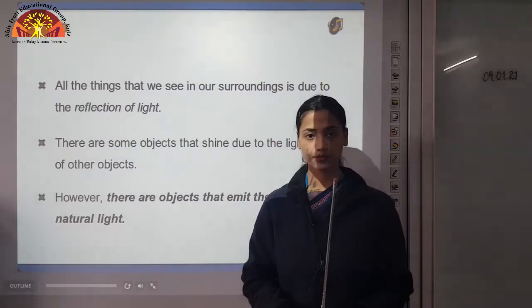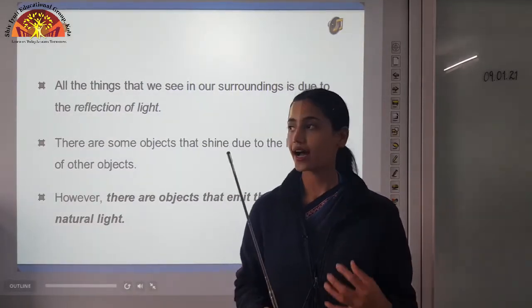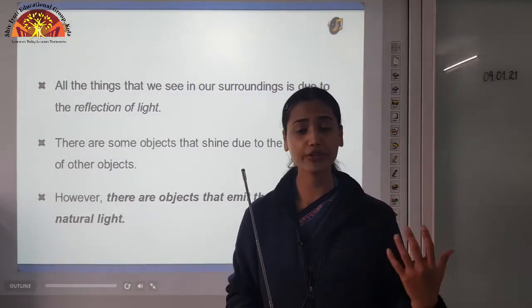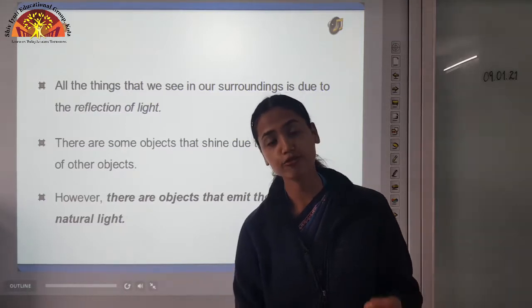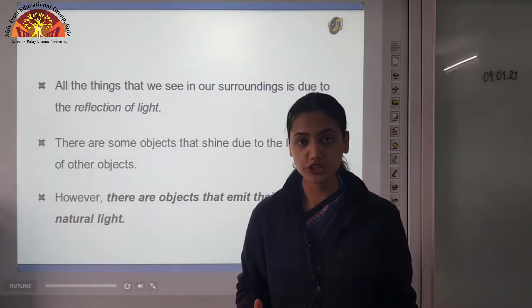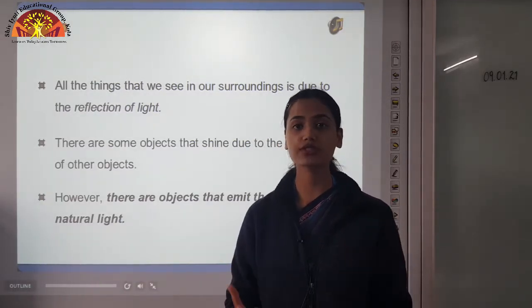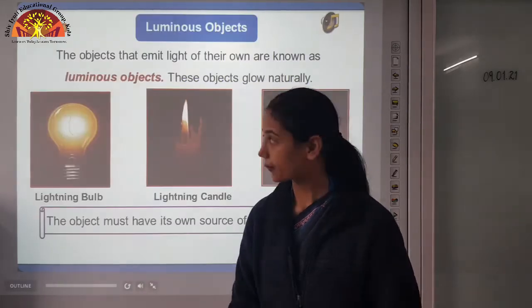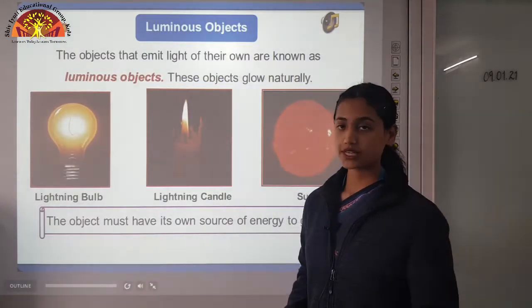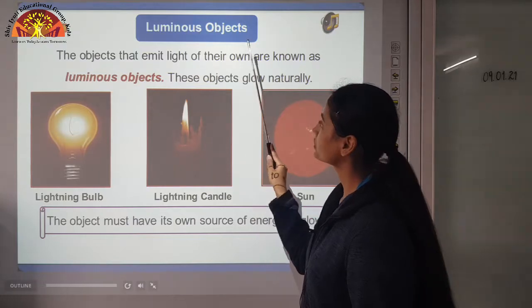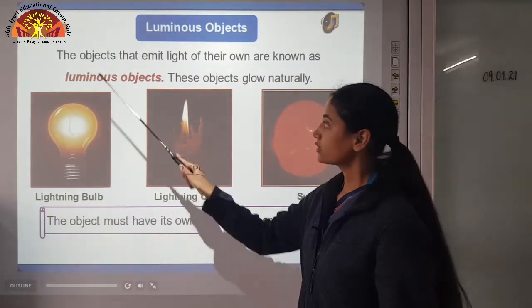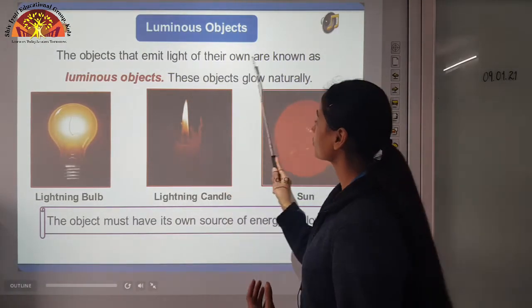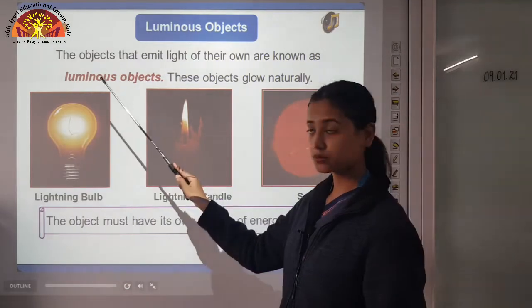Like this pointer or myself, I have no light. I do not produce any light. But there are few objects present in nature which produce their own light. And those type of objects are known as luminous objects, which have their own light. The objects that emit light of their own are known as luminous objects.